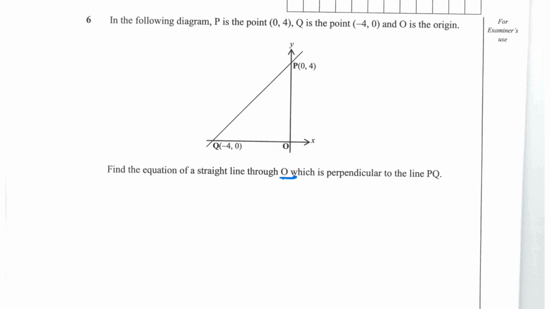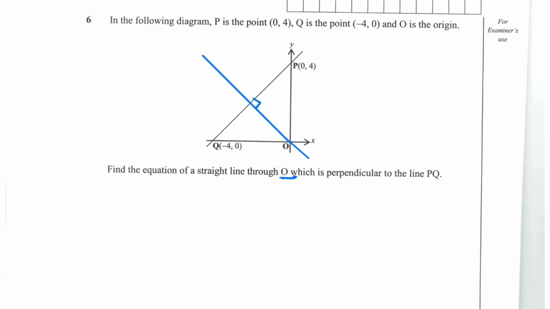So this is a very tricky question, but very simple. Remember, we are not finding the equation of the line PQ, but a line which is perpendicular to PQ and passes through O. So let me draw this kind of a line. This line will look like that, right? So it passes through the origin and it is perpendicular. Perpendicular means that it meets the line PQ at 90 degrees.